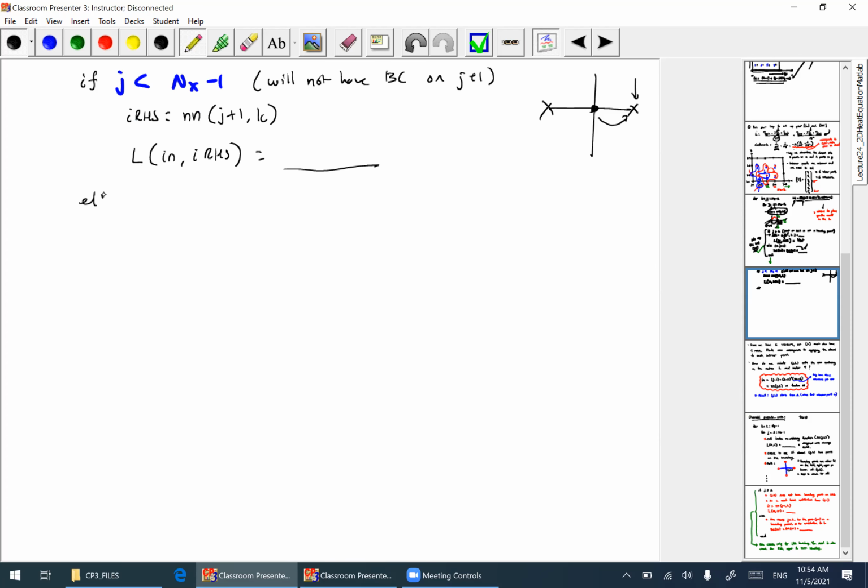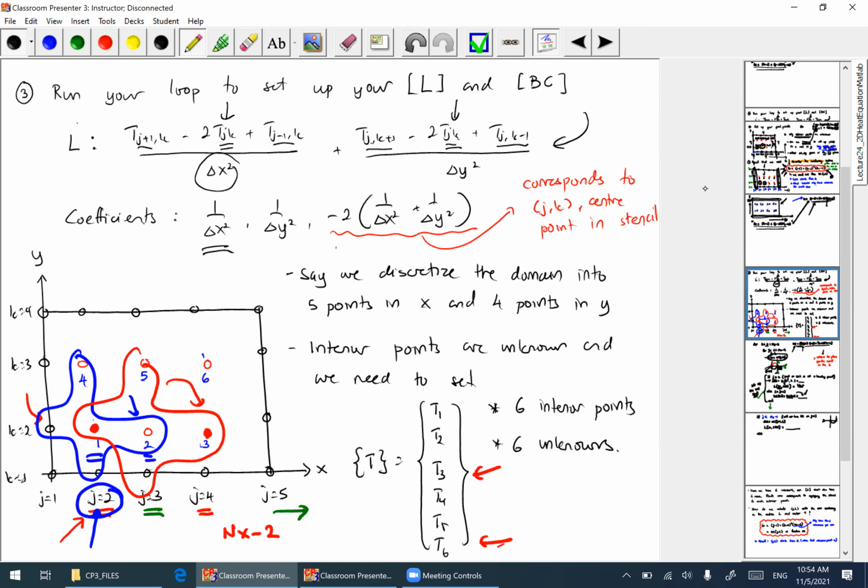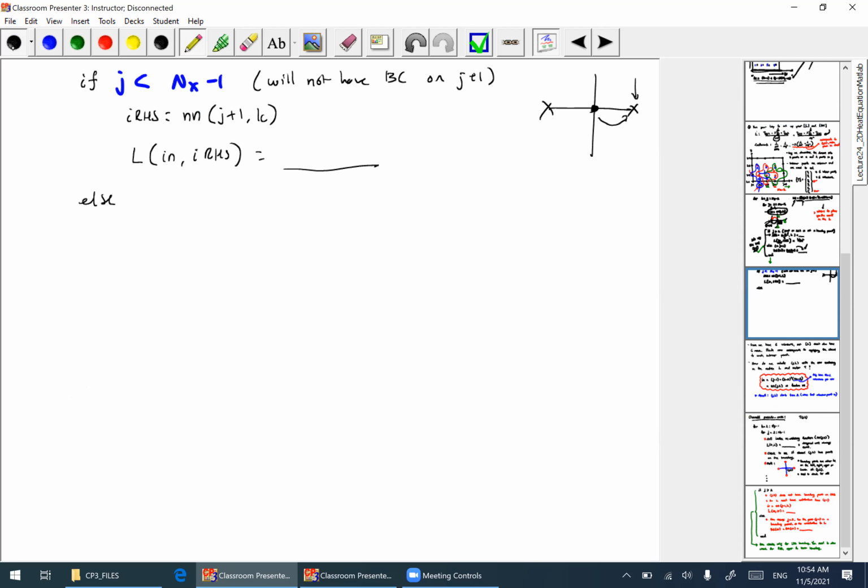Else you are going to have one boundary condition on the right hand side, because if j is equal to nx minus 1, you're actually placing your stencil here. So the point at j plus 1 is a boundary condition. So what you have is the boundary condition at in is equal to the boundary condition at in plus whatever value from your boundary condition. So this if statement takes care of the j plus 1.